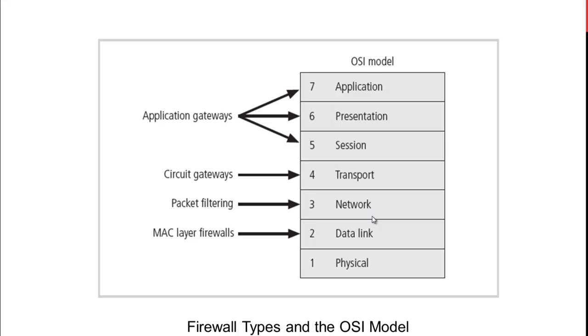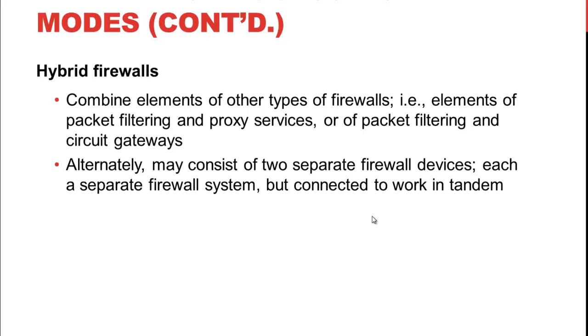Application gateways work closest to the user. Circuit gateways work at the transport layer. Packet filtering works at the network layer, because we're looking at network technology or network material there, as far as IP addresses and so forth. And then the MAC layer works way down at the data link layer.